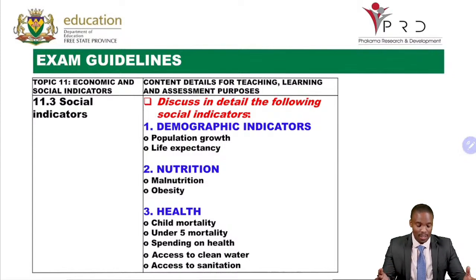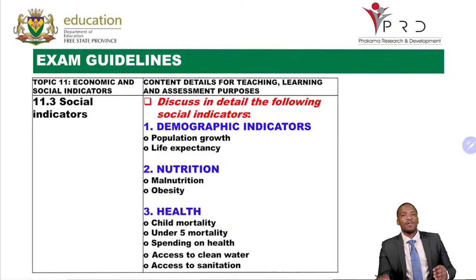Health, we'll be focusing on child mortality, under 5 mortality, spending on health through the budget, how many households or how many people have access to clean water, how many of those have access to sanitation. So those are some of the elements that we'll be focusing on under the health indicators.